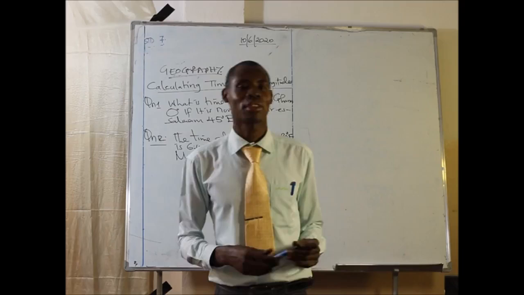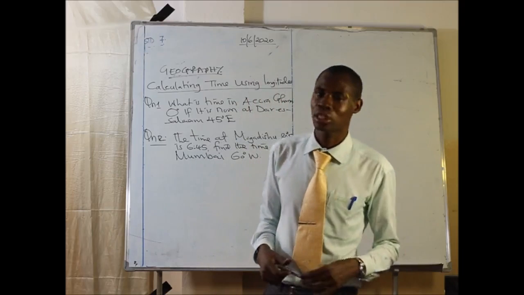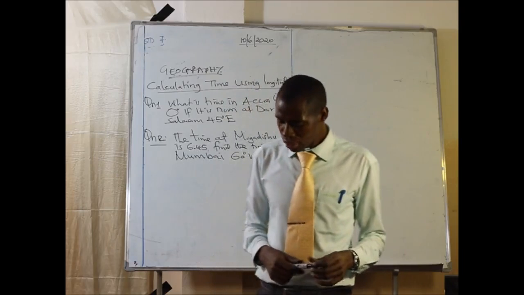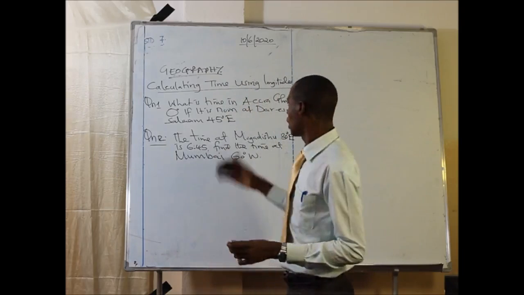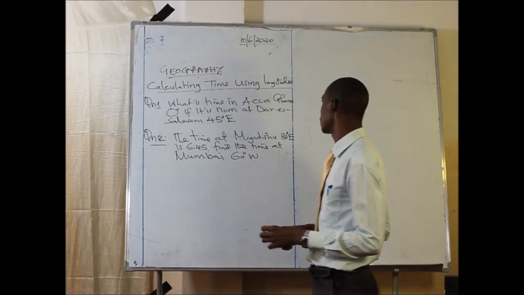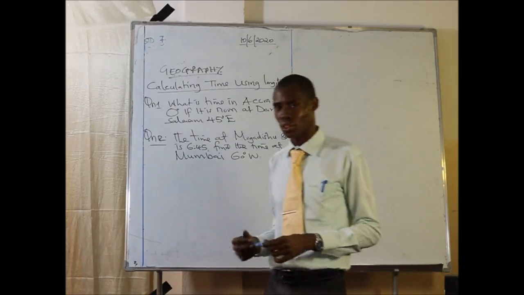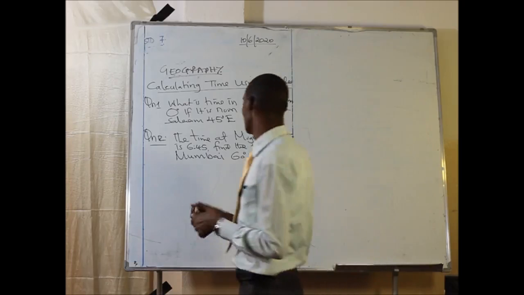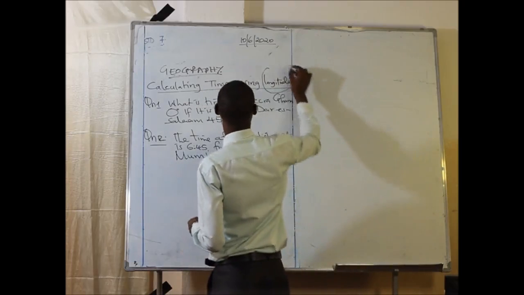Today we are going to look at something very different, and it's very, very important as long as geography is concerned, standard 7. This is how we can use the lines of longitude to calculate time. We're calculating time using longitude. First of all, we have to understand what longitudes are. What is a longitude?